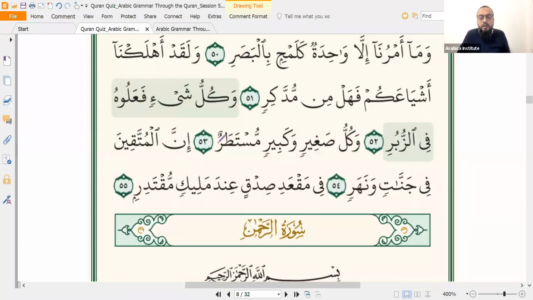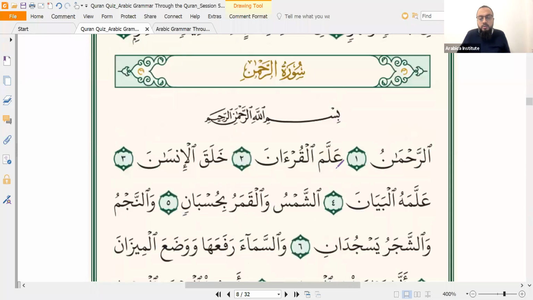Okay. Wa kullu shay'in fa'aluhu. What's this? Perfect verb, plural, third person. And before we added the waw, what did we have to remove from here? The alif. See that? We've removed the alif. Good.